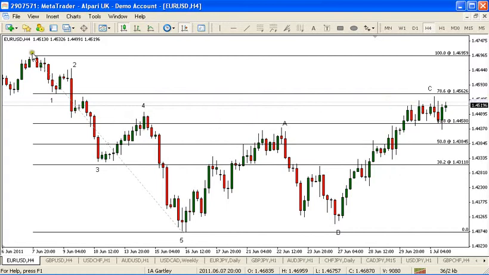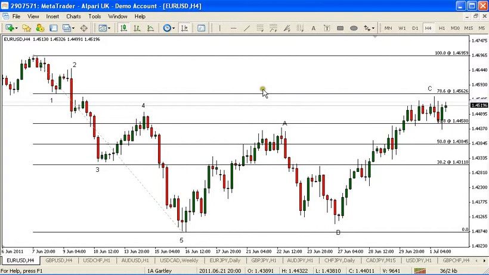So what we see here is that the trend went all the way down to here, and the retracement went back to just about 78.6%, which is a very, very likely zone for the correction to end.